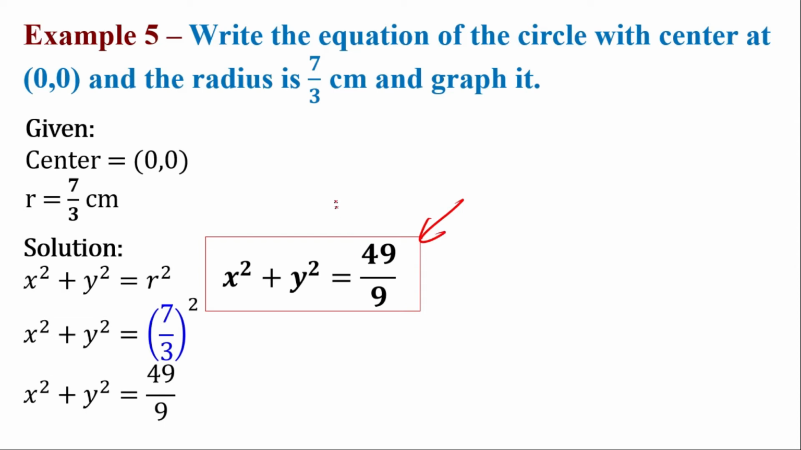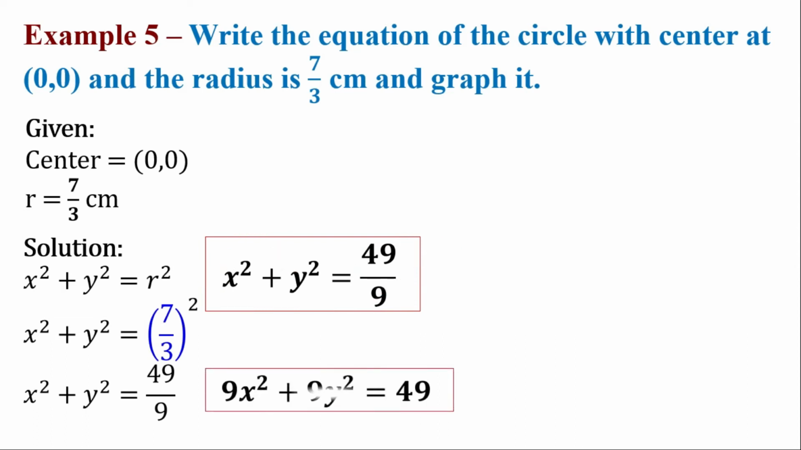This is acceptable. But if you're kind of OC and you don't want a fraction in your equation, you could just multiply 9 on both sides. If you do that, you'll cancel out this 9, and you will be putting 9 on each term. You'll be having this equation.